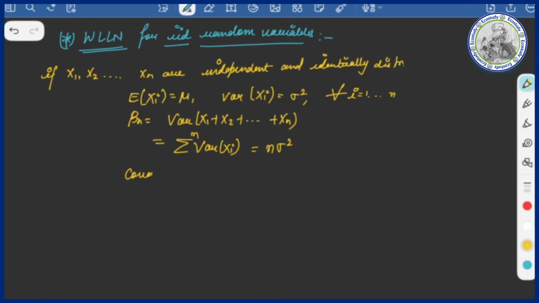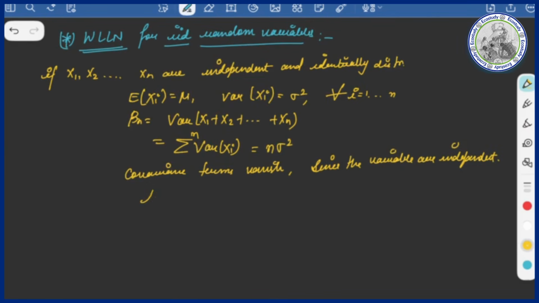The covariance terms will vanish since the variables are independent.